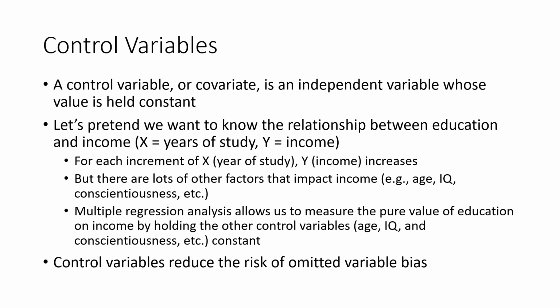Now the advantage of multiple regression, if you have multiple predictors, is that it allows you to measure the pure value of your variable of interest, in this case education, on income whilst holding constant the other control variables in your equation. So it's important to have control variables built into your equation because this reduces the risk of what we call omitted variable bias.